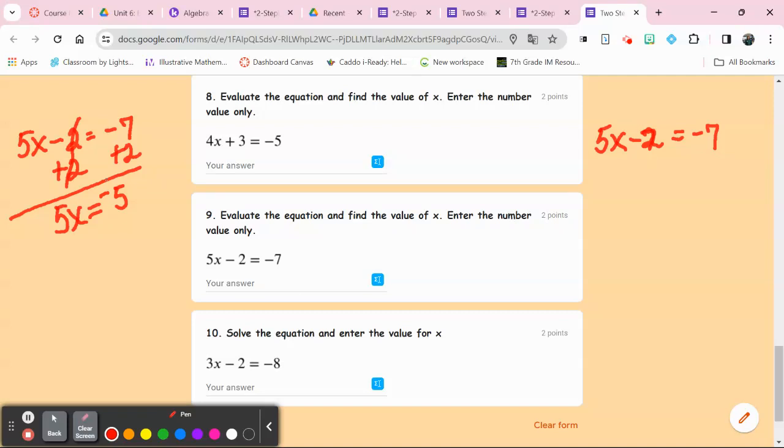Now, the opposite of multiply by 5 is divide by 5. On this side, that cancels this out, giving us 1x or just x. On this side, we've got one negative, so that's going to give us a negative. And 5 divided by 5 is a negative 1. So our answer here is negative 1.